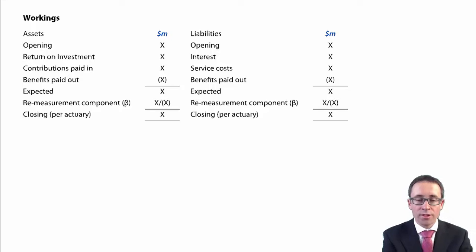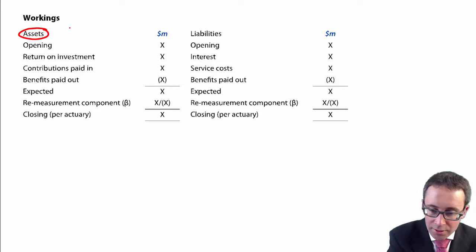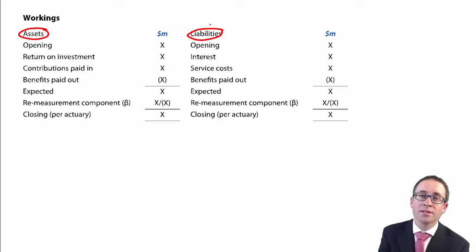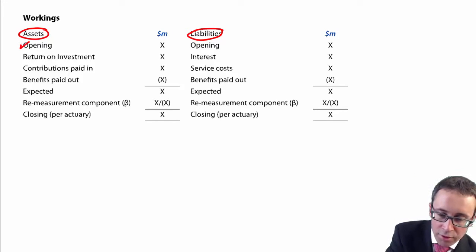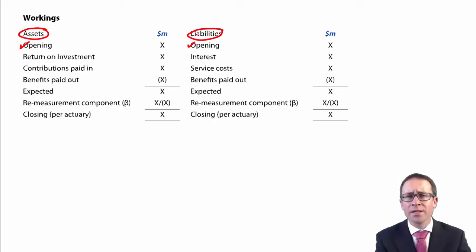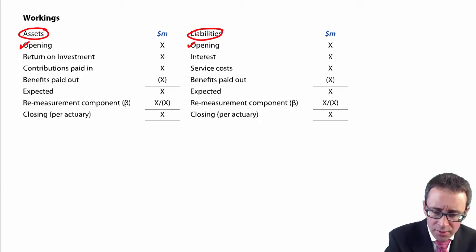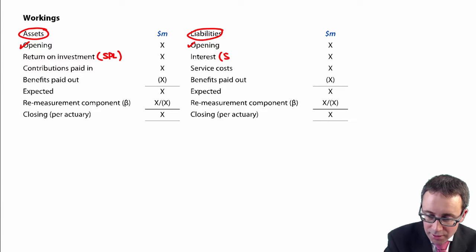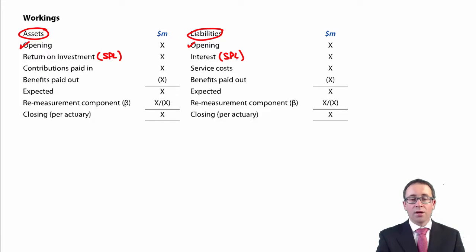What you do is you split it out into your assets and your liabilities, and you start off with your opening assets and your opening liabilities. The return on investment that you calculated that went to the statement of profit or loss, and the interest that you calculated in your statement of profit or loss, is recorded in the asset and liability respectively. Remember, the return on investment was an increase in the asset, wasn't it? As we debited the asset, credited profit or loss. And the interest there was an expense, wasn't it? So you debited the expense and credited your liability.